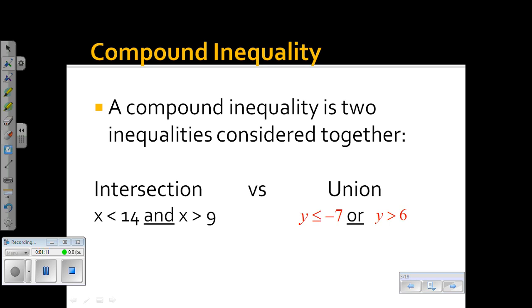A compound inequality is two inequalities considered together. It's kind of like a compound sentence, or a compound word, when you put two things together into one. So we're going to be taking two inequalities and putting them together. In order to do that, we're either going to use the word and or the word or. If we use the word and to put the two together, that is known as an intersection. And if we use the word or to put them together, that is known as a union. So we're going to focus on each type separately.